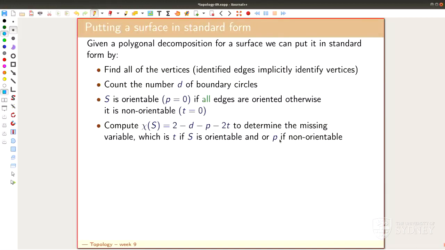And I just write down an algorithm of what you can do. This is a very important calculation. Whenever you see a polygon decomposition, you can put it in standard form following this algorithm. Find the vertices, count the number of boundary cycles, that gives you D. Look for non-orientable edges, that gives you P. And compute this guy, that gives you T.